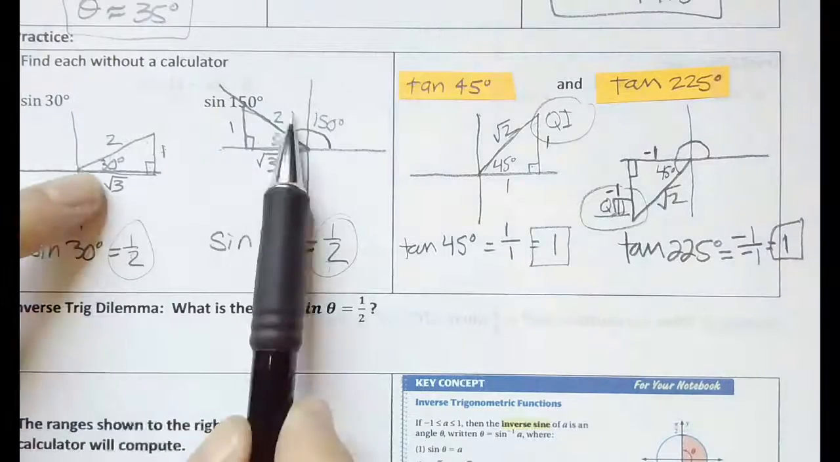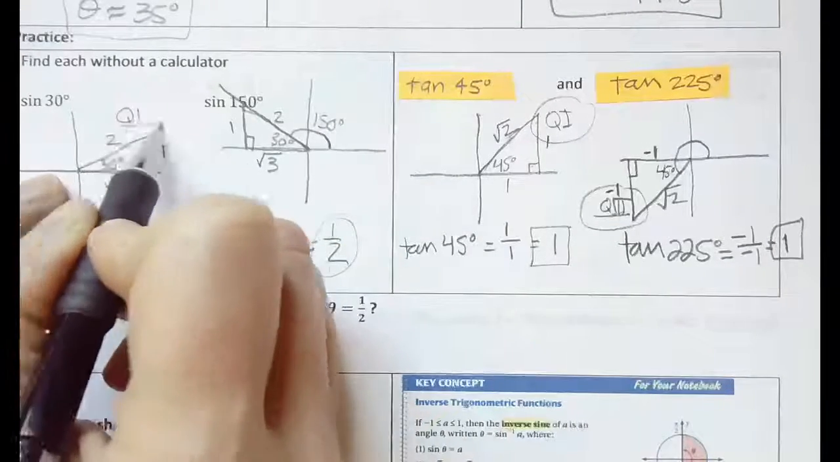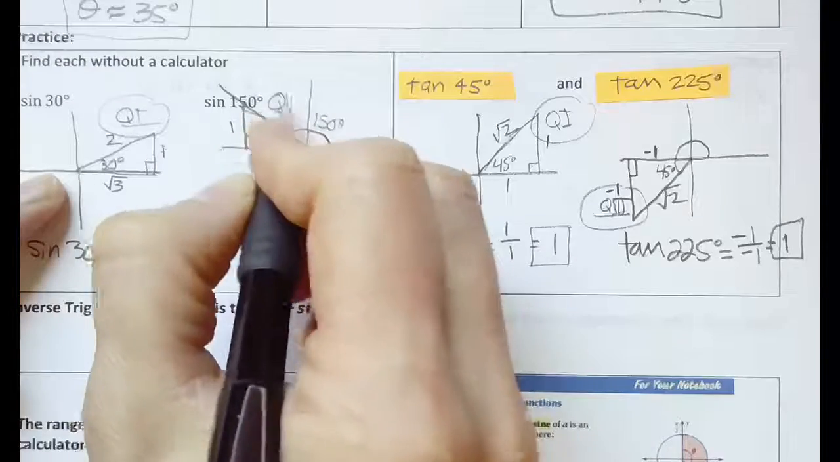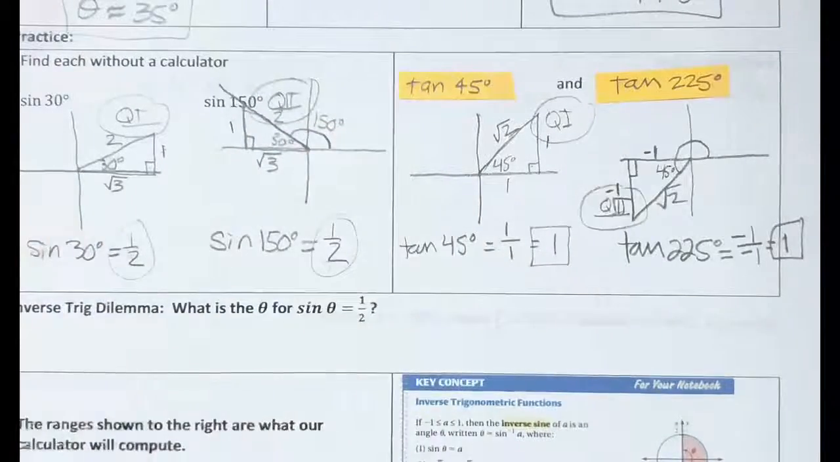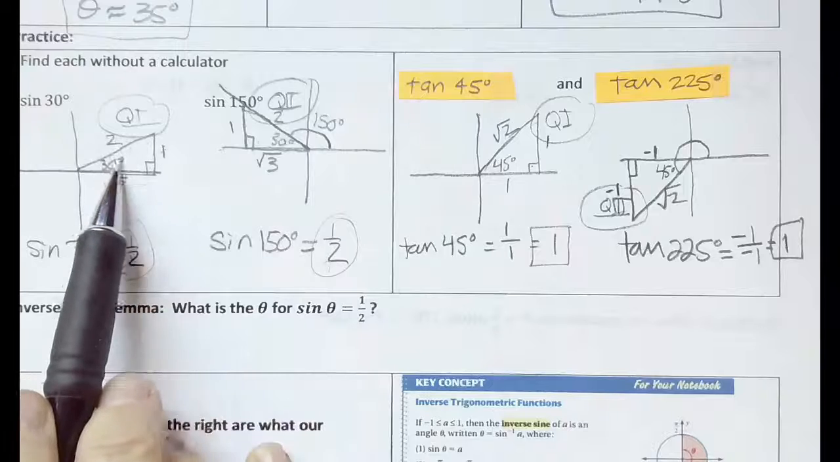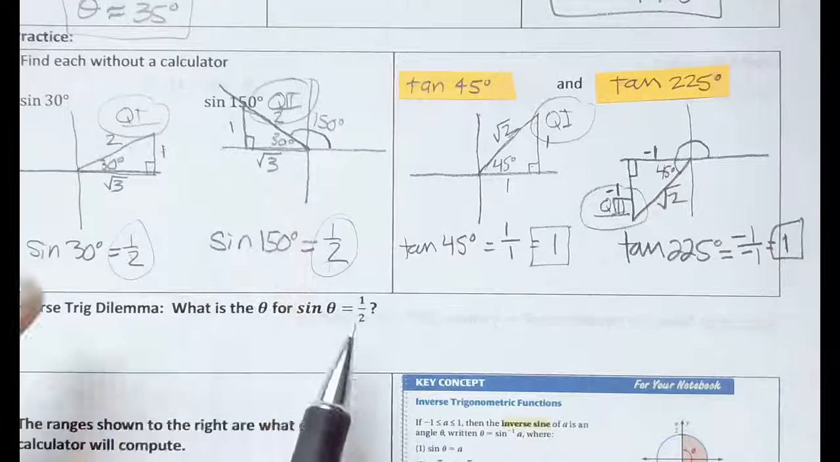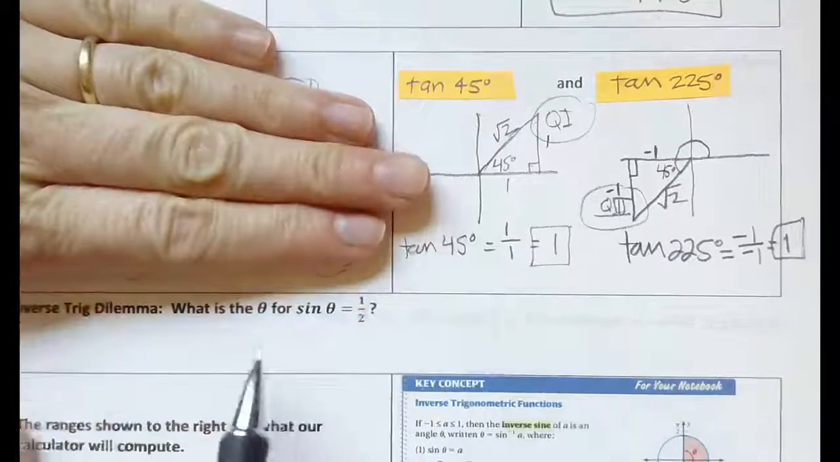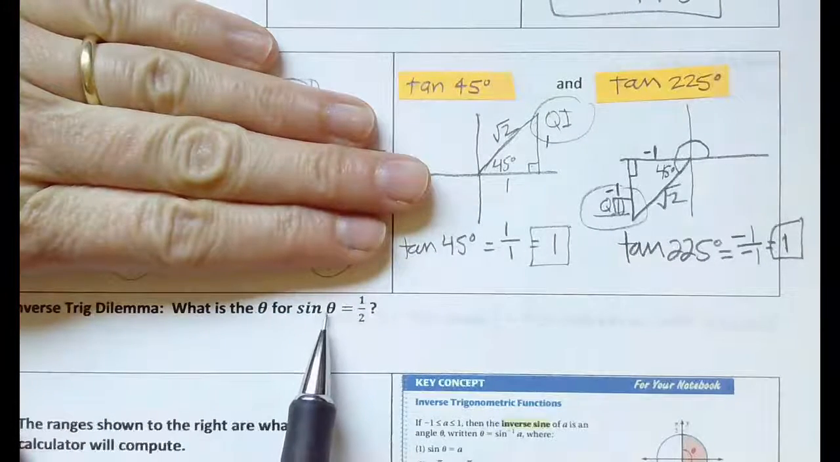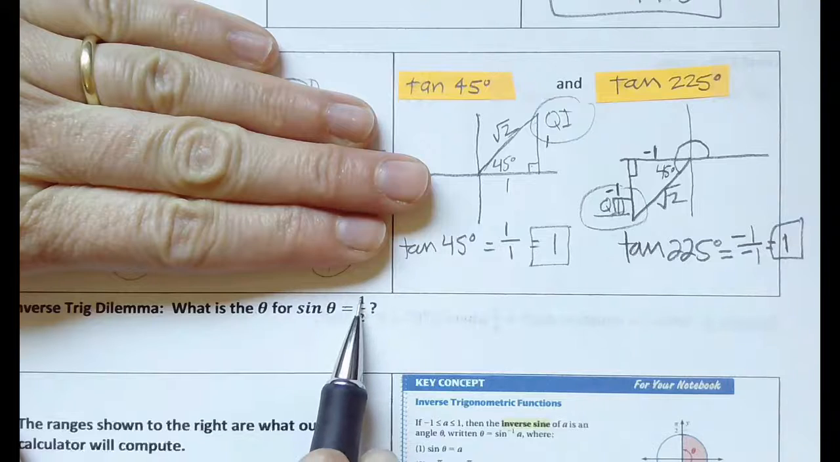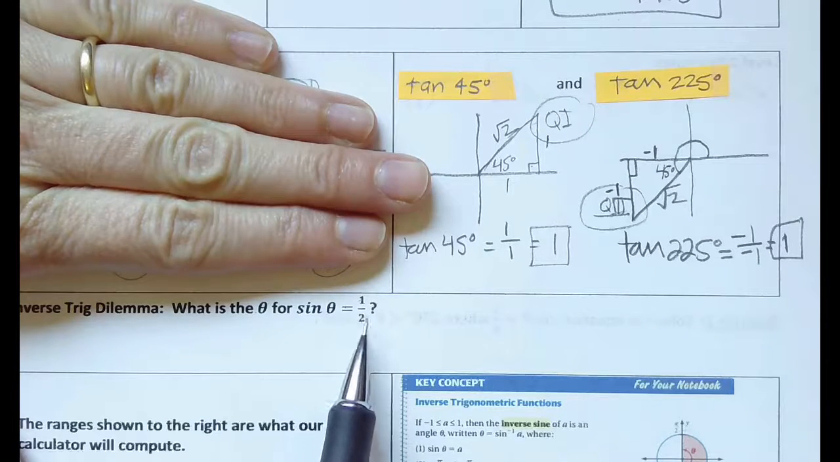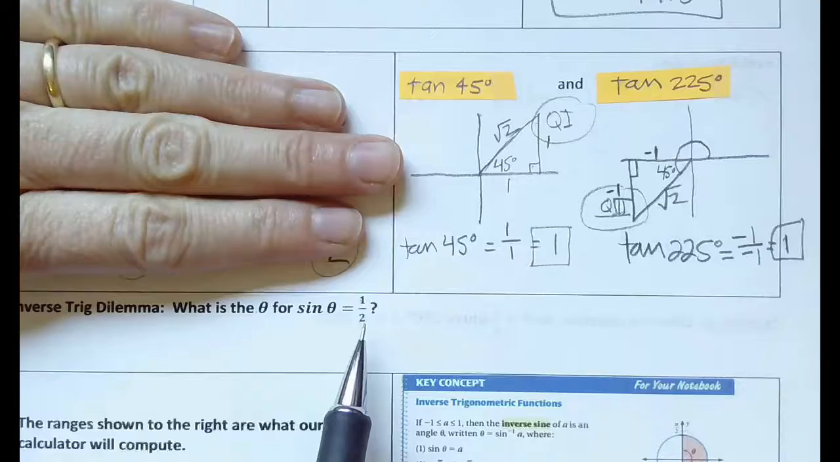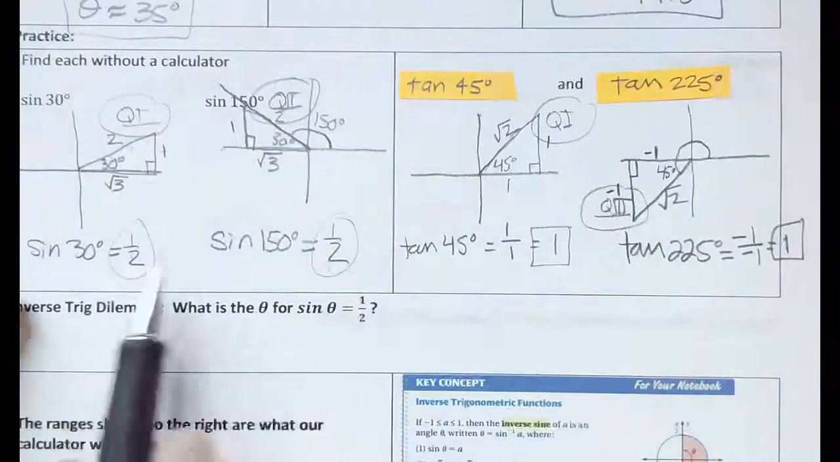For the sine, quadrant 1 angles and quadrant 2 angles are going to produce the same ratio. So our dilemma is when we get into inverse trig. Say, what theta is going to produce a side ratio of 1/2? That's what we're going to be trying to figure out. We're going to practice it a lot more on the back side.